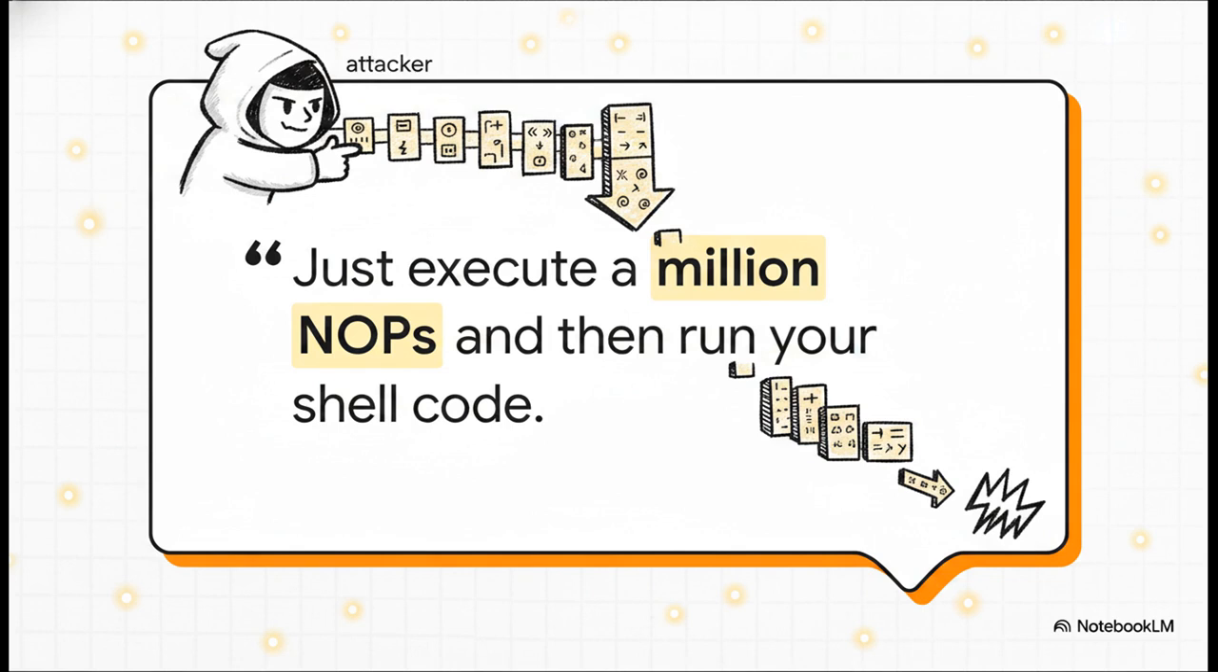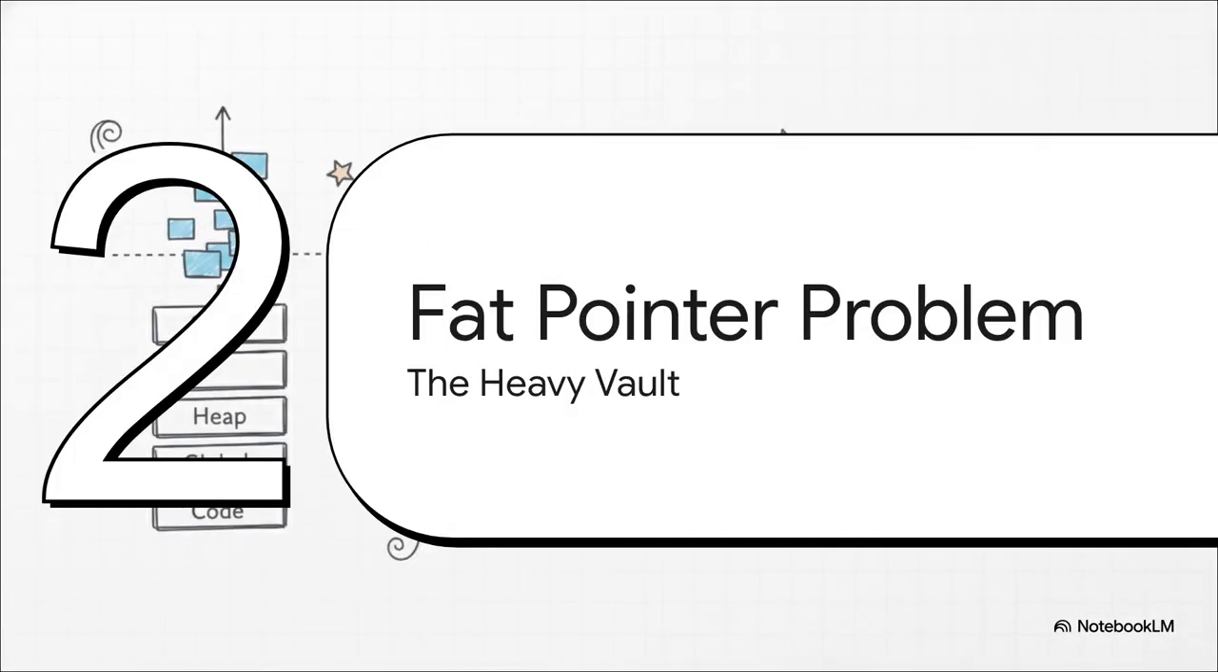Then they just guess a random memory address. If they land anywhere inside that massive sled, the computer just slides seamlessly down the empty instructions right into the attack. Which brings us to the fat pointer problem, the ultimate heavy vault.